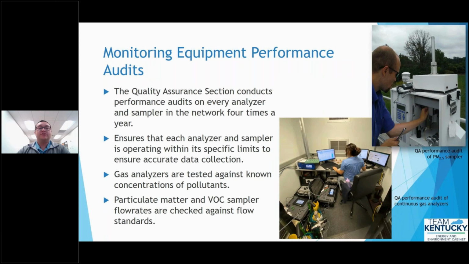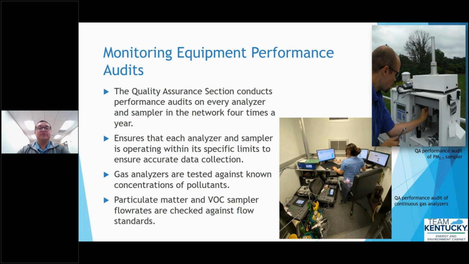So in addition to collecting samples and measuring pollutants in the ambient air, the Technical Services Branch is also tasked with ensuring we are collecting quality data. This is done several different ways, the first of which is through performance audits of the monitoring equipment. The Quality Assurance Section conducts routine performance audits of every analyzer and sampler in the field each quarter. This ensures that each piece of equipment is operating within its specific limits and is collecting accurate data.